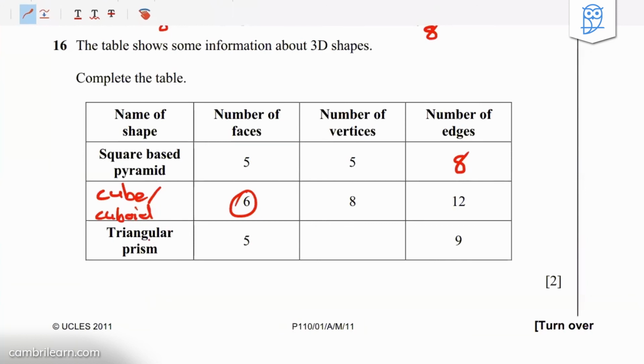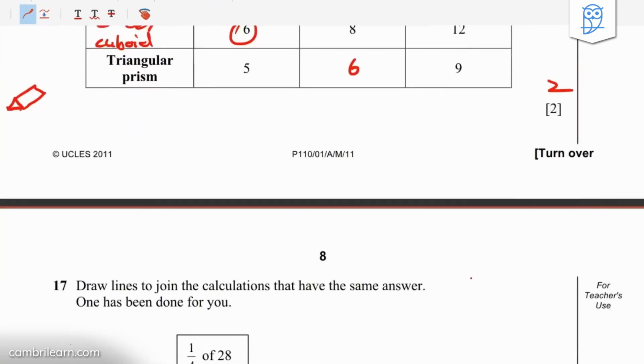Next one, a triangular prism. Remember that a triangular prism has a triangle as a base or as a face, and then this extends like that, and we have another triangle at the back. We can kind of see this as the roof of a house. All of us know what a triangular prism is, and we know that this has 6 vertices. So 1, 2, 3, and 3 at the back. 6 vertices. Great stuff. 2 marks.